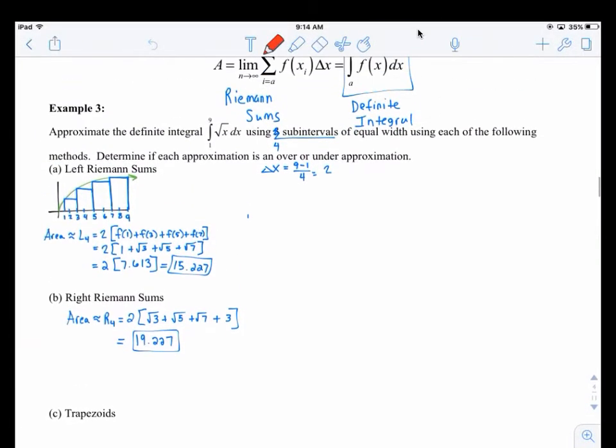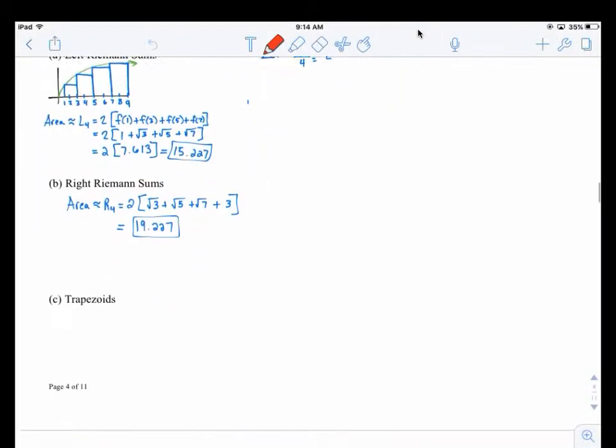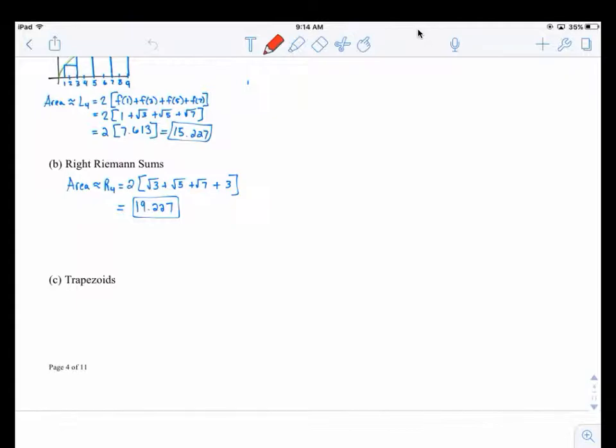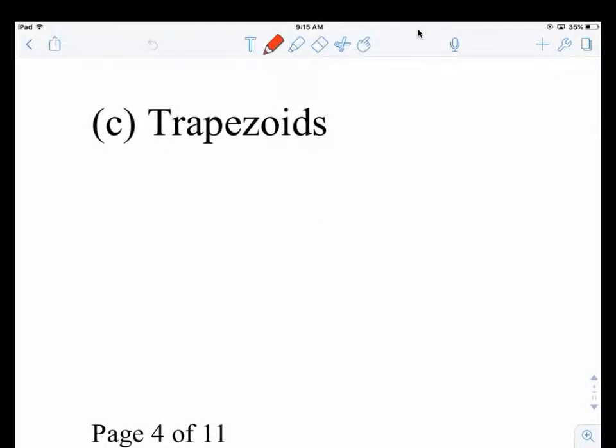Okay, so we were doing the integral from 1 to 9 of square root of x with 4 subintervals of equal width. Okay, so what if we're doing our trapezoid rule.